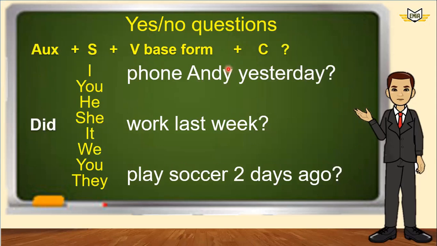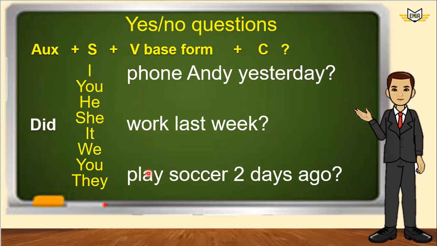Now let's take a look at yes/no questions. In yes/no questions, the first thing we write is the auxiliary. The auxiliary, did. Did is the past of do and does. Did works with all the subject pronouns, as you can see here, plus the base form of the verb. Can you see? So did you phone, did you work, did you play?